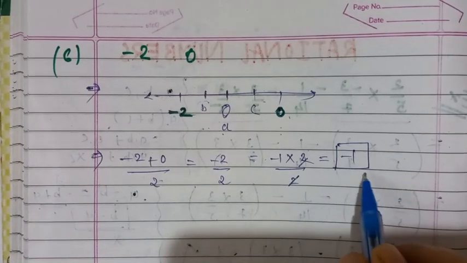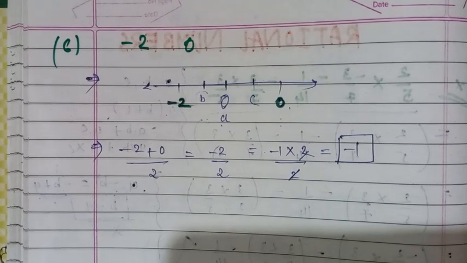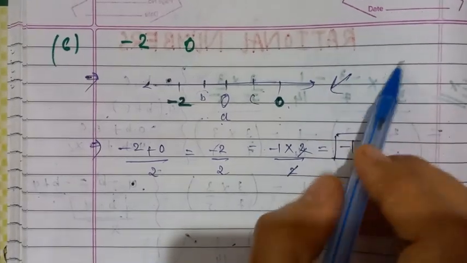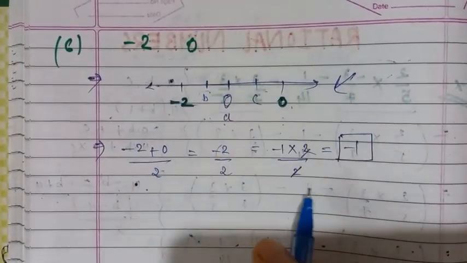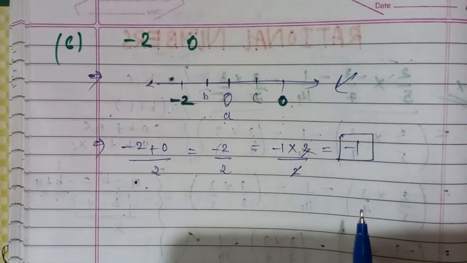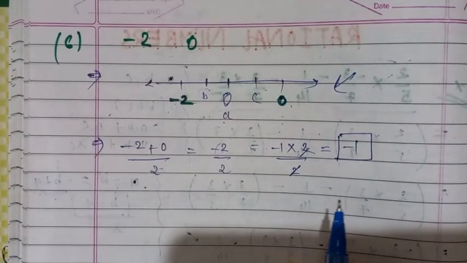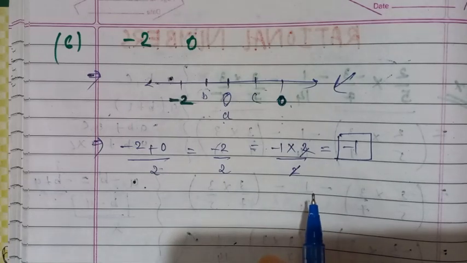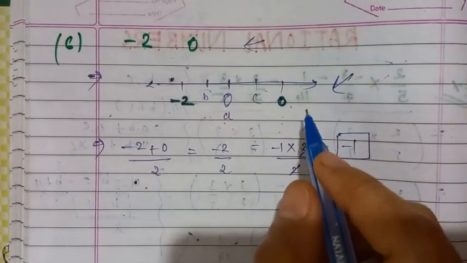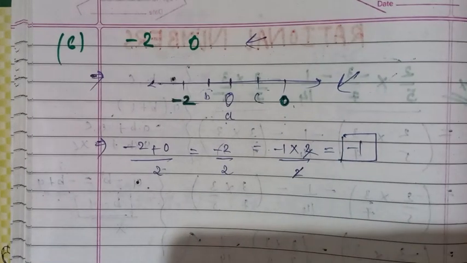So this is -1. Now we have one rational number between -2 and 0, which is -1. You do not need to show this number line. You only need to write how you find rational numbers between -2 and 0. You should not write directly that these are rational numbers. You can, but if your question is, let's say, 2 marks, then you cannot write directly.